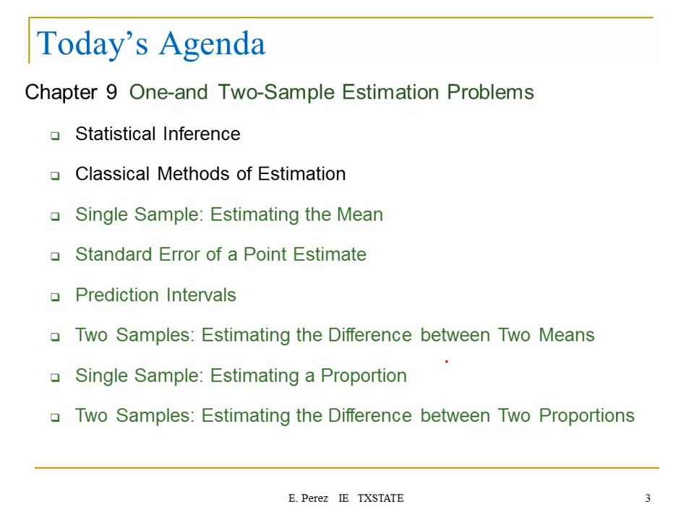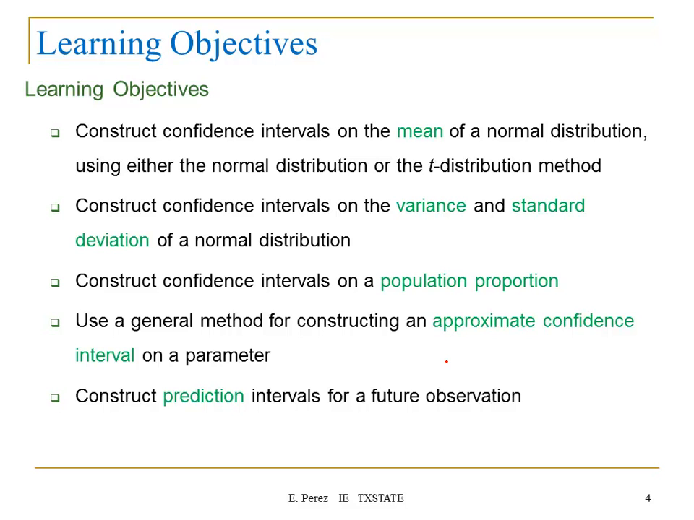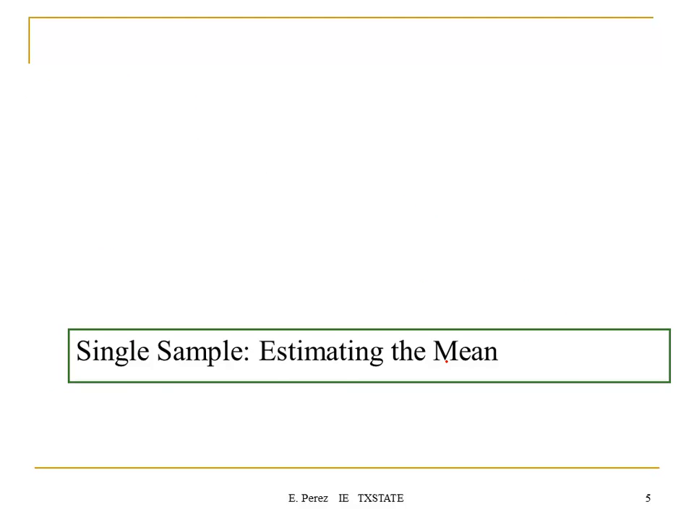Okay, so we're going to start from what we left last time. So we covered statistical inference and classical methods of estimation. Today we're going to cover the last 6 topics, hopefully. So we're going to start with the single sample estimating the mean. And these are the objectives. We covered this last time. But again, I want you to be able to construct confidence intervals for the mean and also for the variance and for the population proportion, and also be able to construct some prediction intervals.